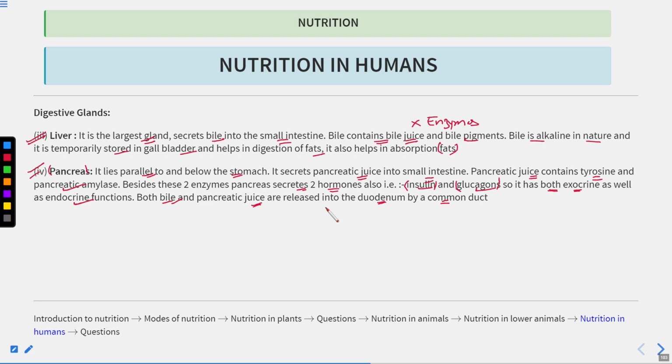So the pancreatic juice consists of the enzyme trypsin, which helps in digestion of proteins, and amylase, which helps in the digestion of carbohydrates. And it also secretes hormones. So that's why it is known as the endocrine as well as the exocrine gland, because it is secreting enzymes as well as hormones.